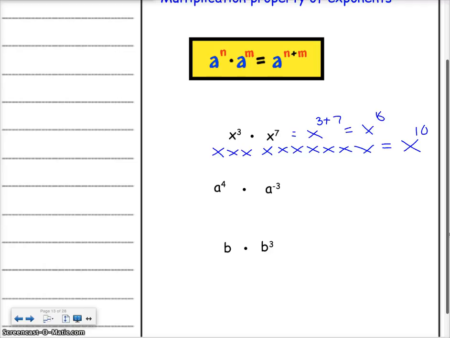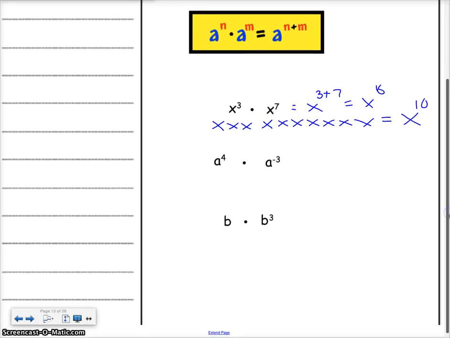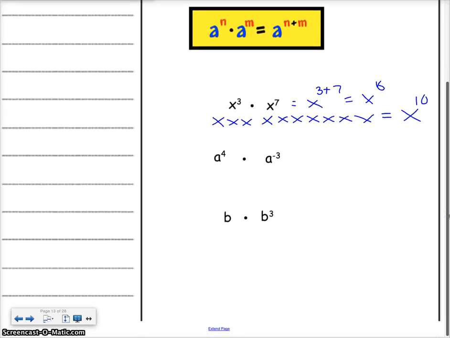Okay? And that will always work. So a to the 4 times a to the negative 3 is a to the 4 plus negative 3. Or a to the first. Do you think 1 wants to be there? No. 1 is just going to hide away. So it's just a.